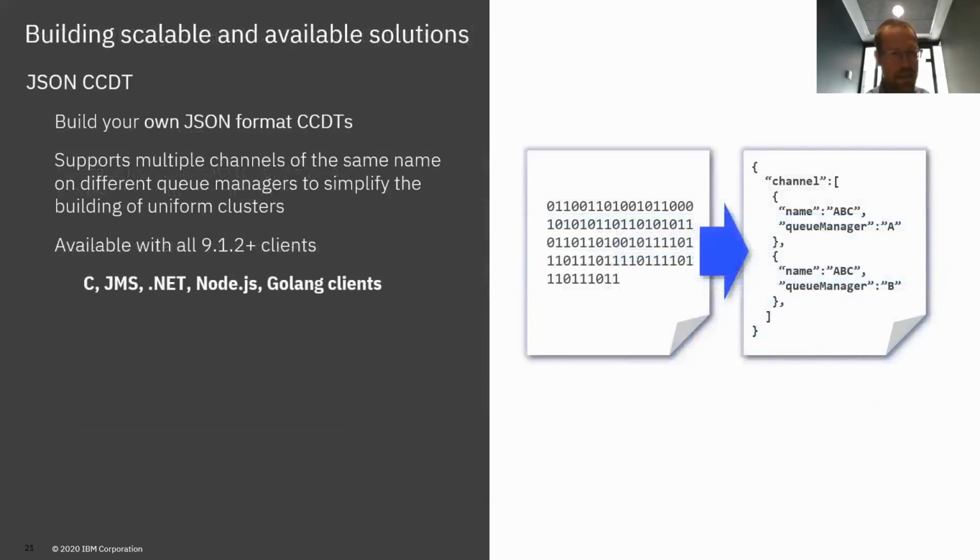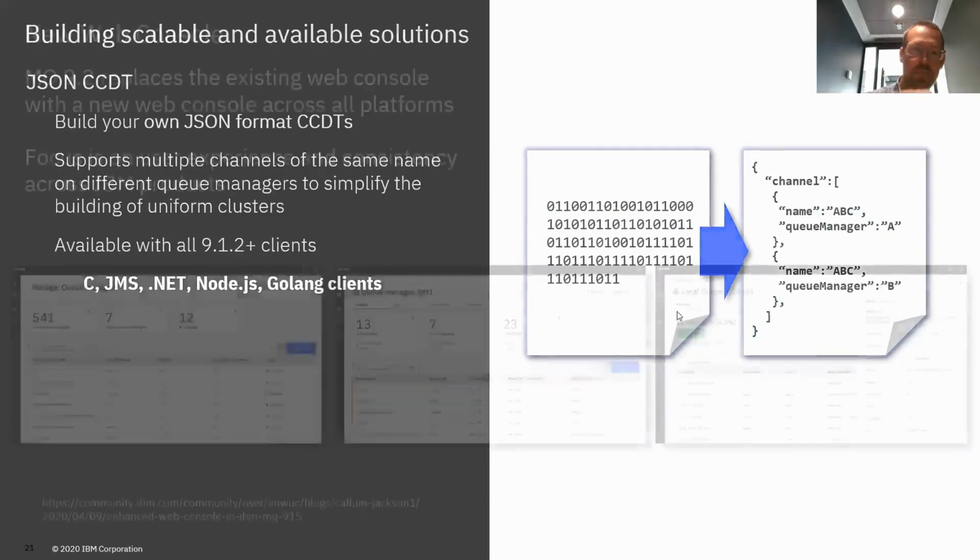So other things, this is where we start to get a bit more cross-platform. We've got JSON CCDT support for connecting into MQ, just making it easier to connect into your queue managers. And this is supported by all MQ clients, including those clients that need to connect to zOS. So I'm just going to mention this is there.